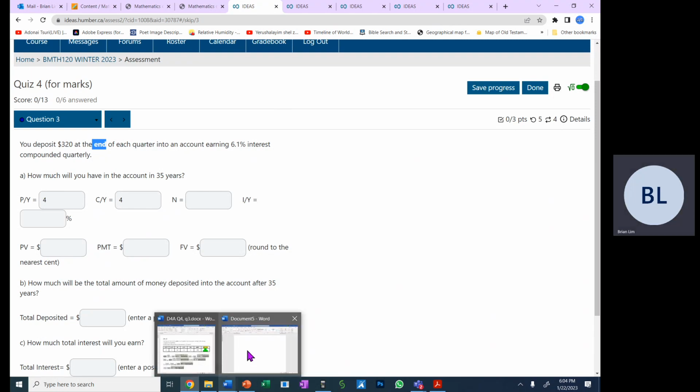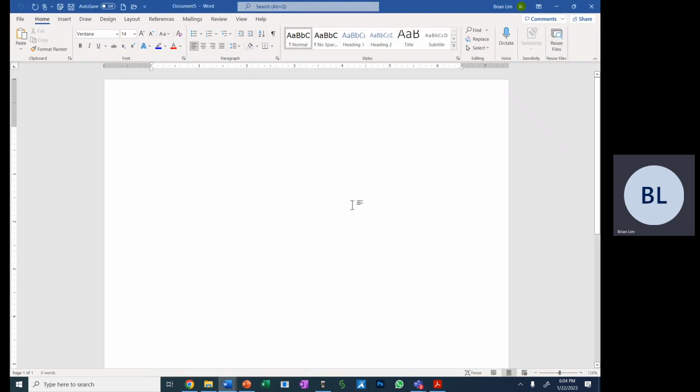So maybe it would be to our benefit to make some kind of a summary. So let's say we do it this way, ordinary simple annuity.